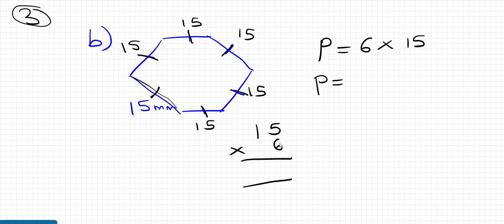So let's practice this as well. So 6 times 5 is 30, put the 0 down, and we add the 3. 6 times 1 is 6, plus 3 is 9. Okay, so my perimeter is 90, and don't forget the unit is in millimeters.